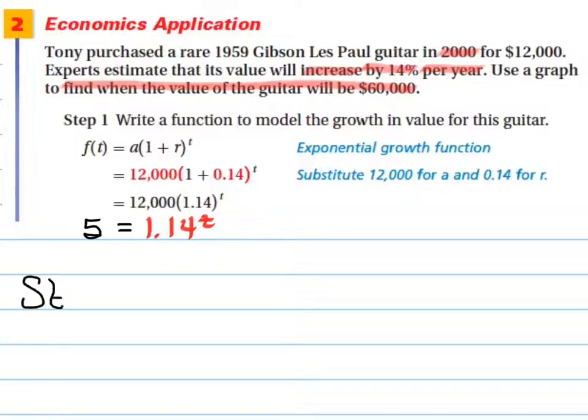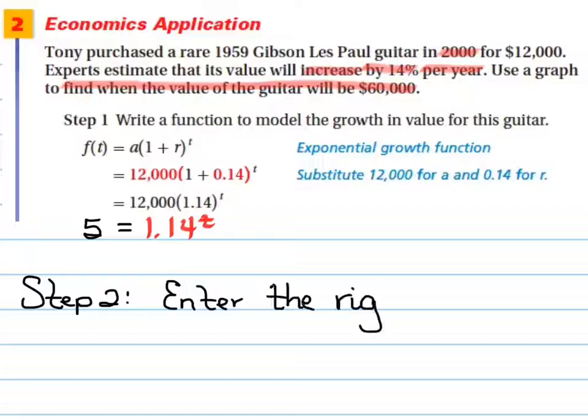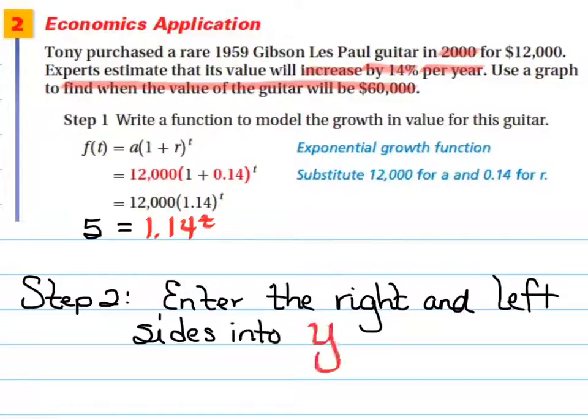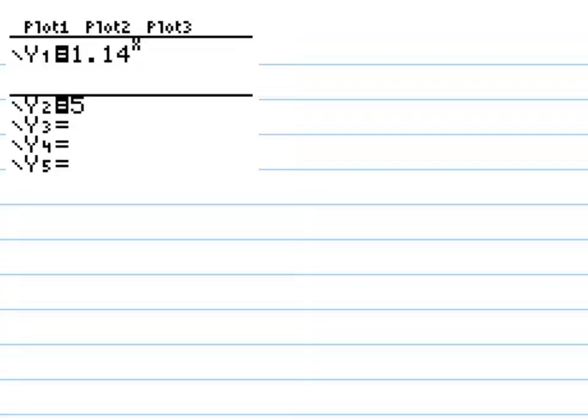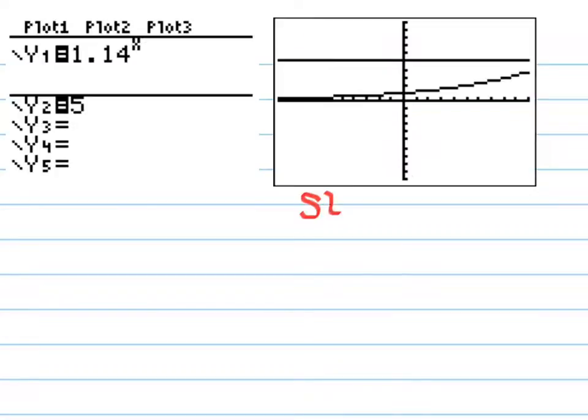Now here's where your calculator comes in. You're going to enter the right and left sides into y1 and y2. The order doesn't matter. So looking at this picture, you can see that I put 1.14 to the x power in y1, and I put 5 into y2. Now if we hit zoom 6, what we're trying to find out is when will those two graphs intersect with each other. When will they be the same or equal?